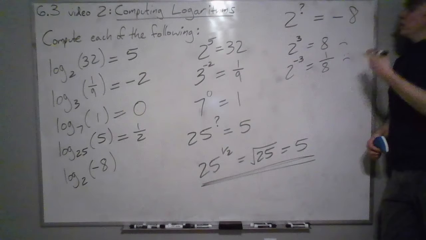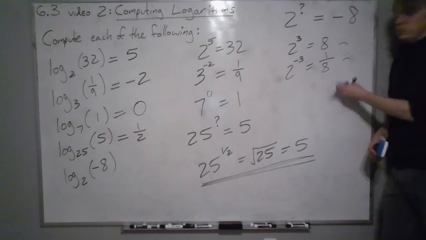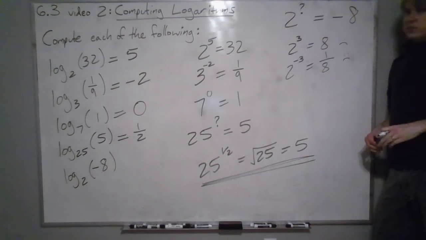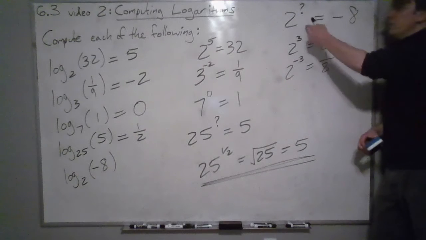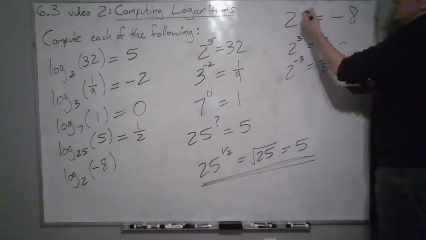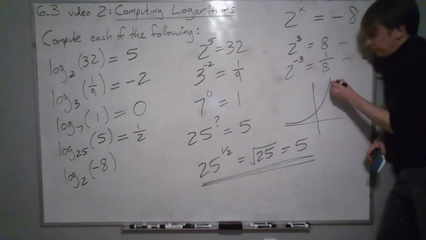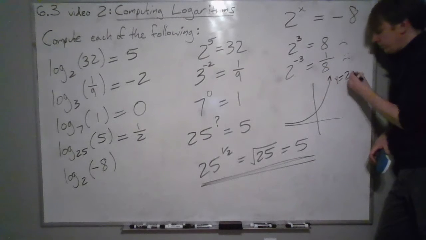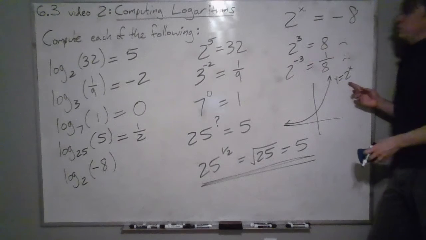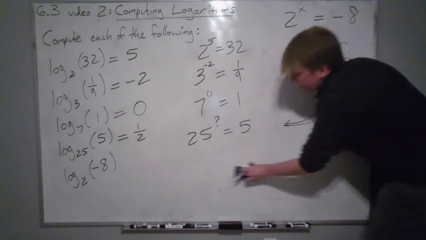Find random things that might spit out a negative. I can't think of a number I could put in the exponent to spit out -8. And it turns out there isn't one. If 2 to the x is equal to -8, think about the function 2 to the x. If I'm comparing 2 to the x to -8, when does 2 to the x hit the graph of y equals -8?